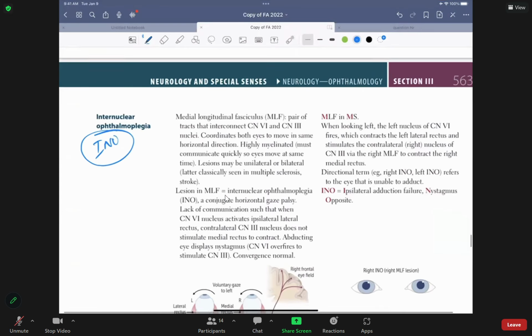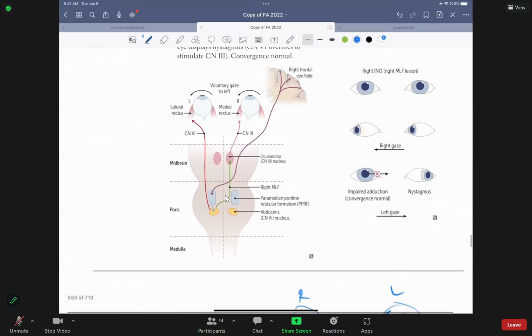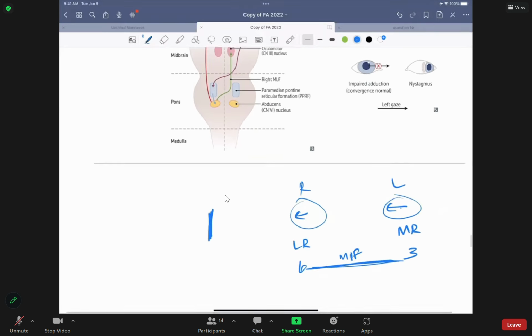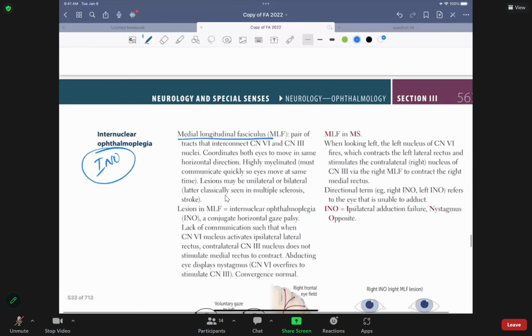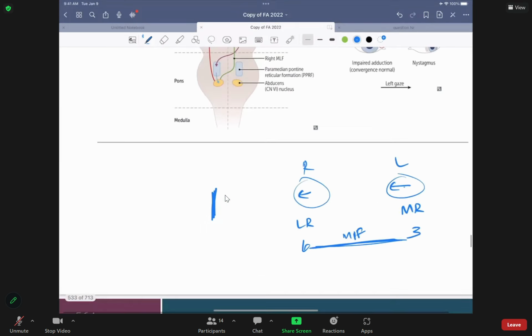MLF is the medial longitudinal fasciculus. The medial longitudinal fasciculus is a structure in the brainstem that simply connects cranial nerve 6 and 3 to coordinate them. Is everybody clear, folks? So that's its function. If anybody asks you what the MLF does, it's coordinating between cranial nerve number 3 and 6. Are we clear, folks? Now, that's the normal function. Does everybody understand the normal function?